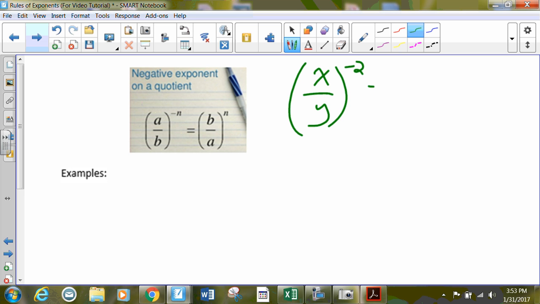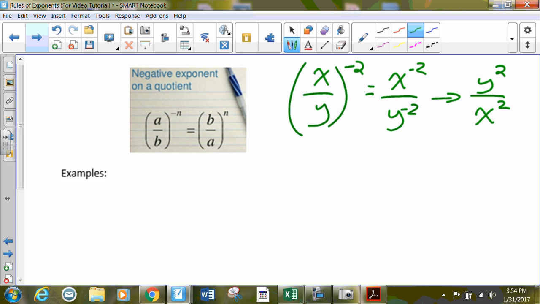So what we could do is apply our rule that says that negative 2 belongs to both the x and the y, right? And then we'd go, wait a minute. If we've got x to the negative 2, that gets flipped to the denominator, and the negative 2 becomes a positive 2. And the y to the negative 2 in the denominator gets flipped and becomes that, okay? Basically, and that is your answer.